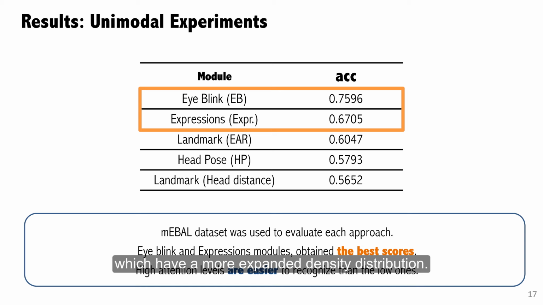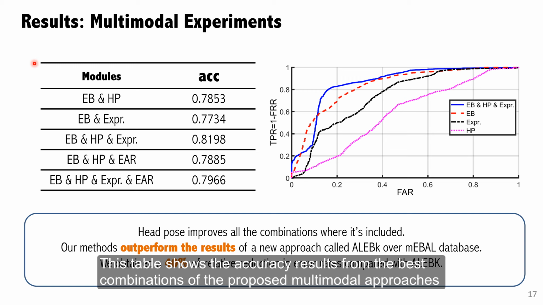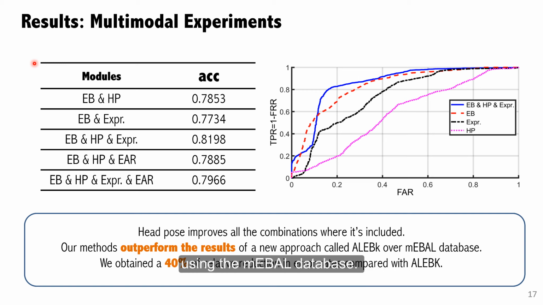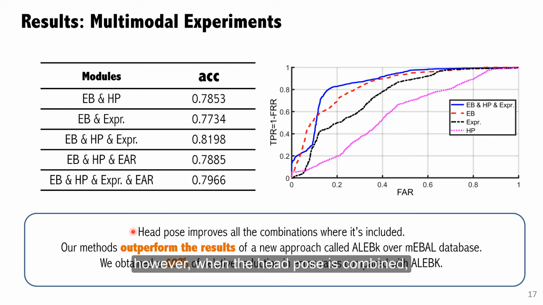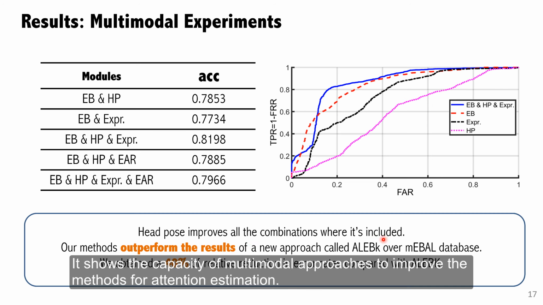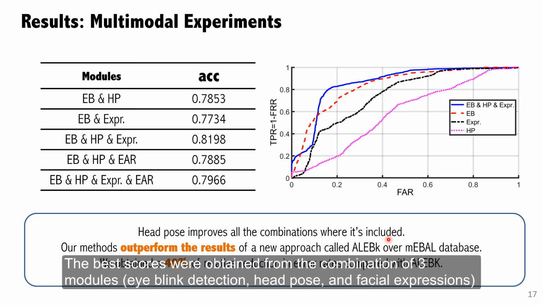This table shows the accuracy results from the best combinations of the proposed multimodal approaches using the mEBAL database. The head pose module showed the second worst monomodal results. However, when the head pose is combined, it improves all the combinations where it's included. It shows the capacity of multimodal approaches to improve the methods for attention estimation. The best scores were obtained from the combination of three modules: eye blink detection, head pose, and facial expressions, with an accuracy around 82%.